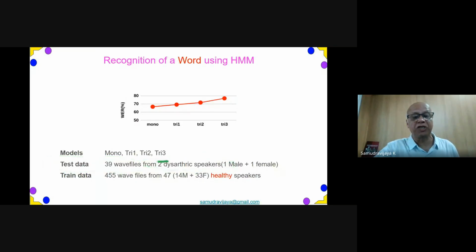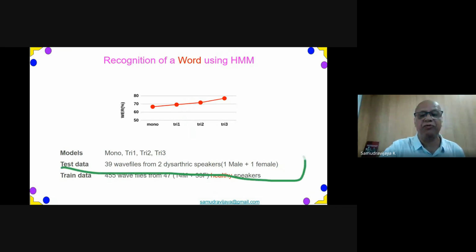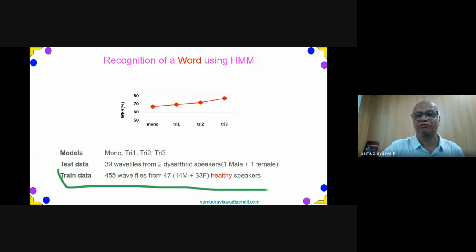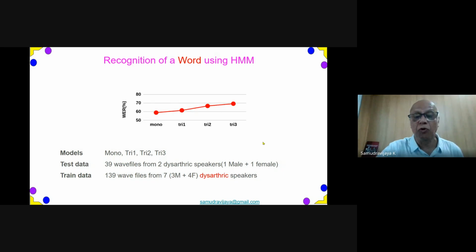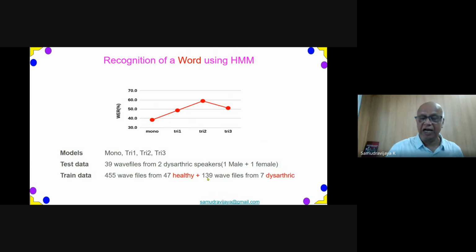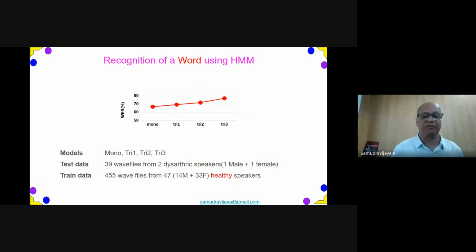So there are 2 dysarthric speakers, one male and one female, so we kept the gender balance. Now we tested the performance on the same set of test data with 3 types of models: models that are trained only with healthy speakers, models that are trained only with the dysarthric speakers, and models that are trained with not only the healthy speakers but also the dysarthric speakers. Let's look at the performance of the system.